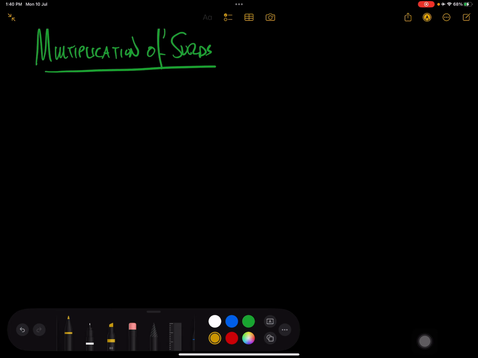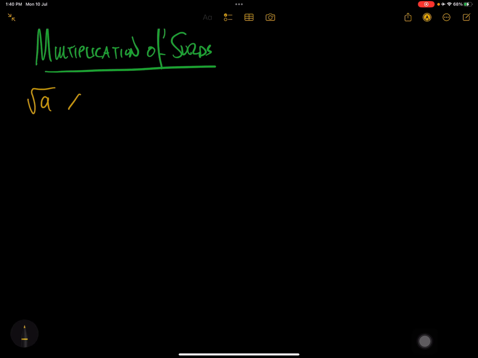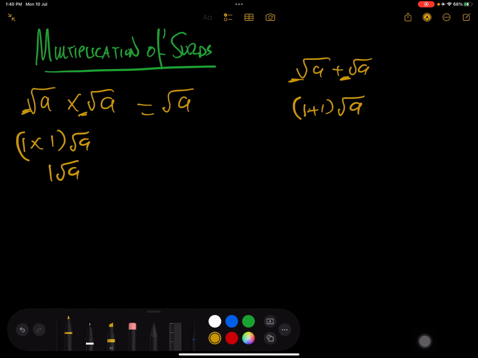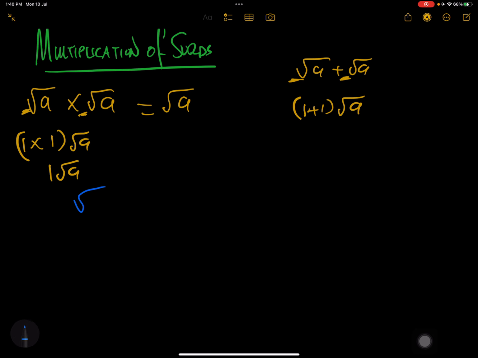With multiplication of surds, the rules are, if you have, let's say, square root of a times square root of a, it is not square root of a. You remember when we had square root of a plus square root of a, this is 1, this plus this is 1 plus 1, and then we bring the square root of a. This is not the same as 1 times 1 and then bring the square root. It's not 1 square root of a. This time around, when you have square root of a times square root of a, it is the same as a.